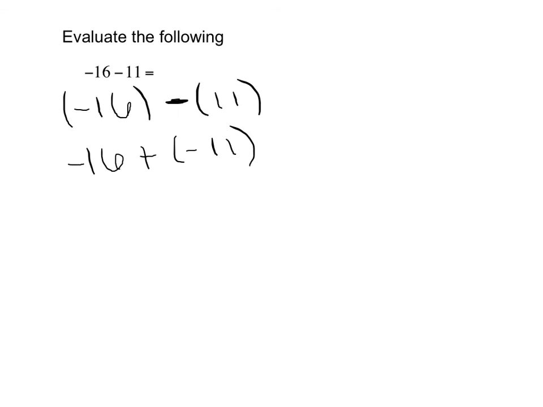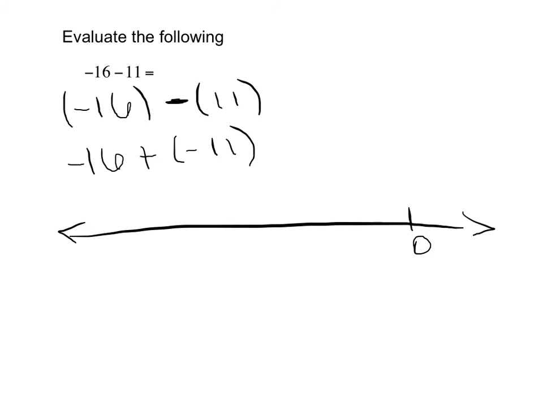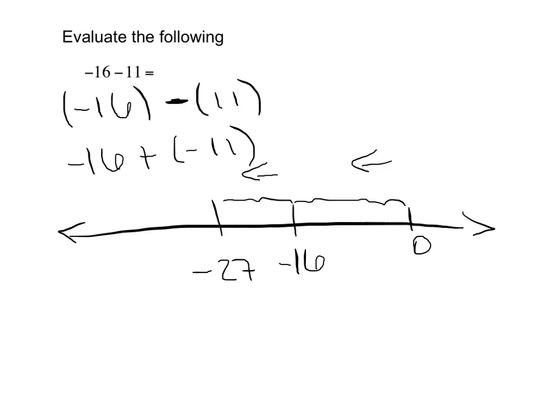So with that in mind, we'll go ahead and draw our number line. And we'll start at 0. We're going to move left 16 spaces. We'll end up at negative 16. And we're going to add negative 11. So that means we're going to move left again for another 11 spaces, for a total of negative 27.